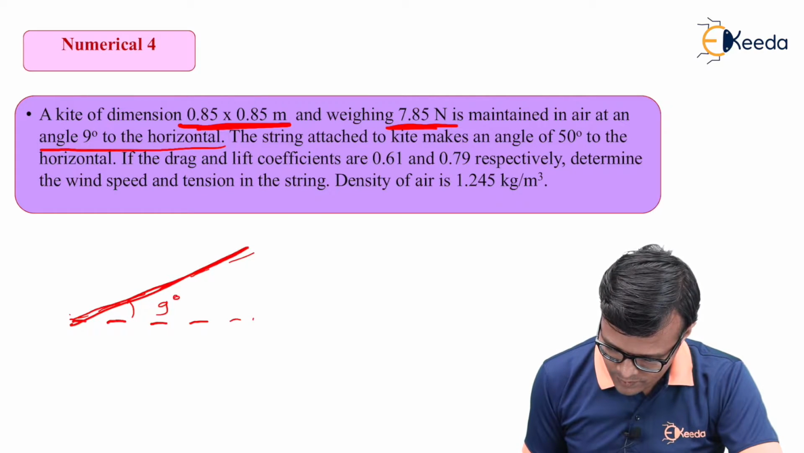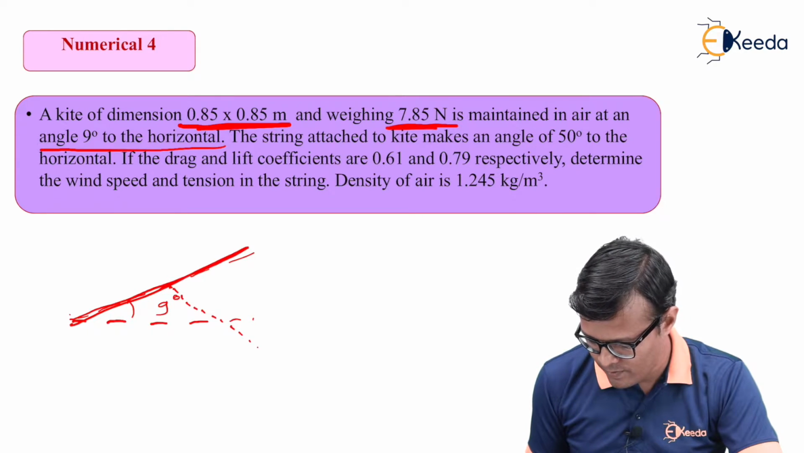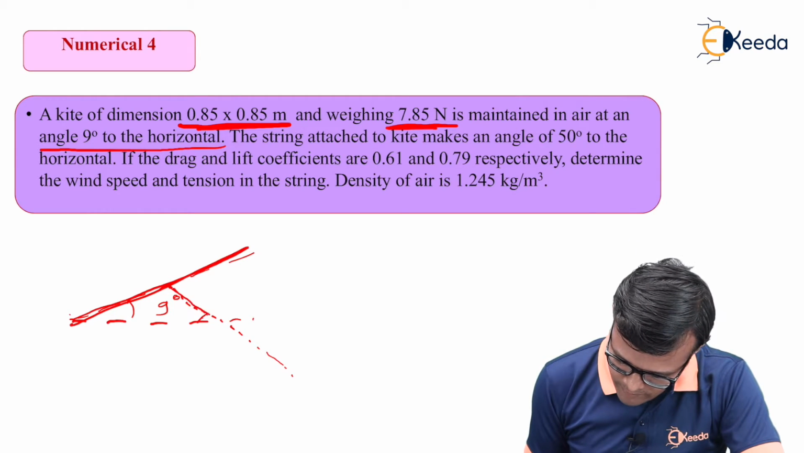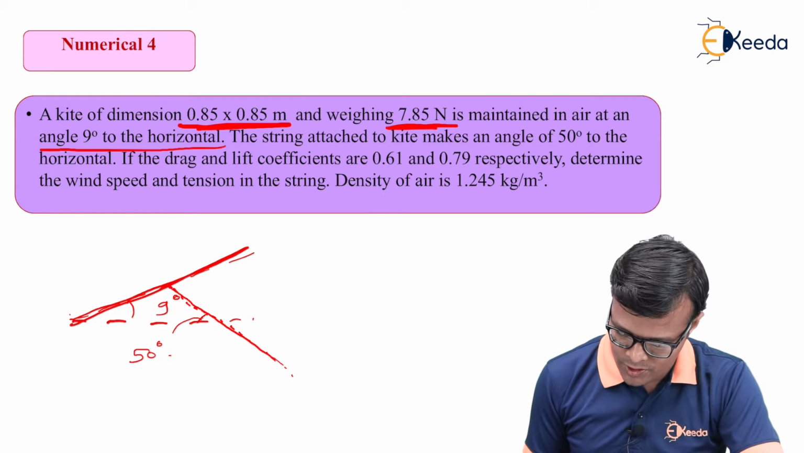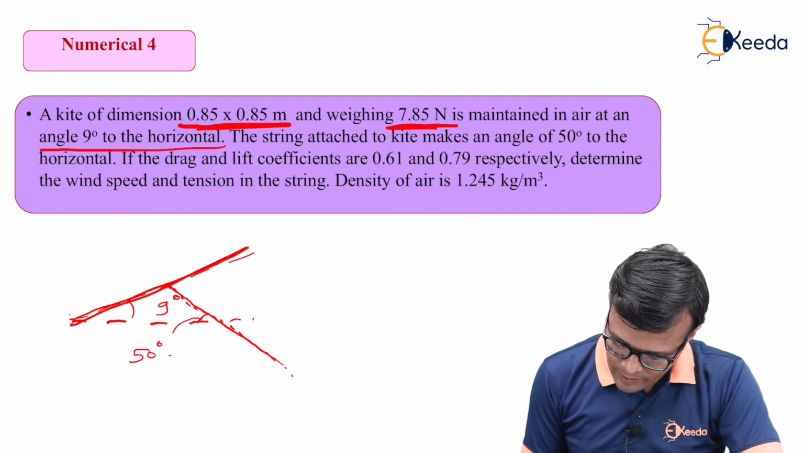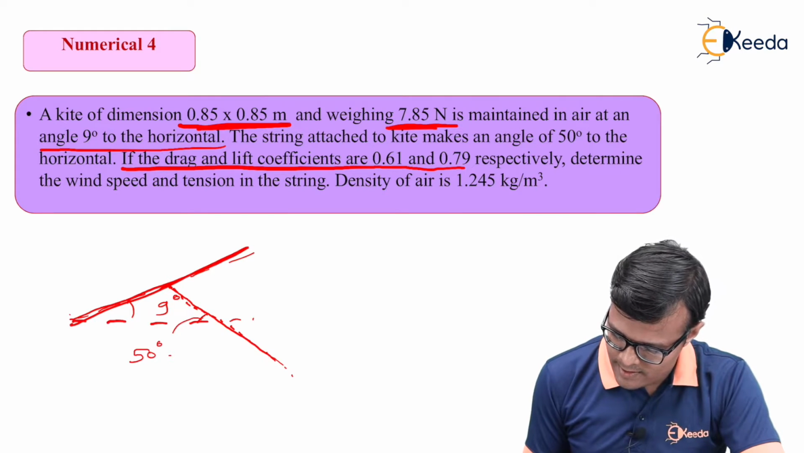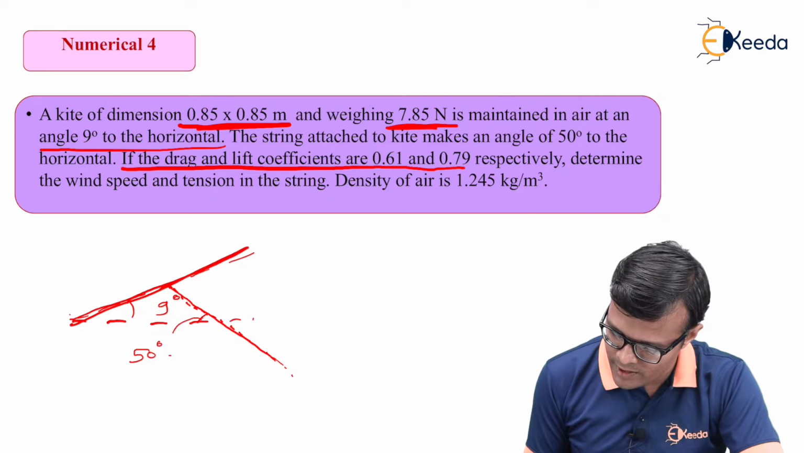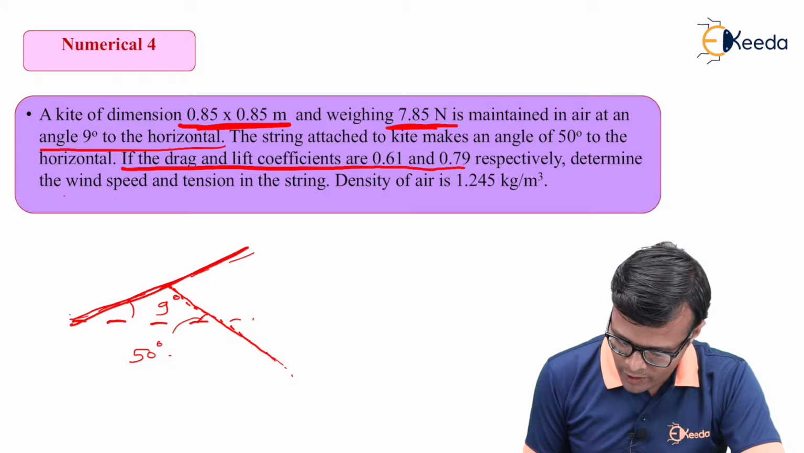So we generally attach a string like this. So this string makes an angle of 50 degree with horizontal. If the drag and lift coefficients, that is CD and CL, are given to us as 0.61 and 0.79, determine the wind speed. We have to calculate wind speed.